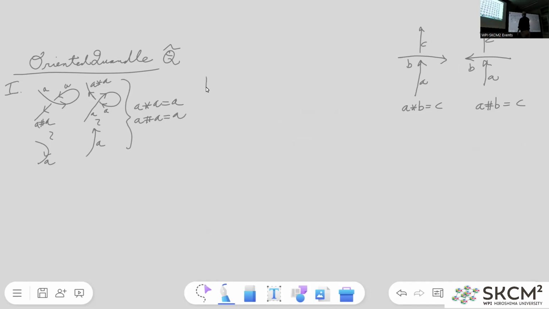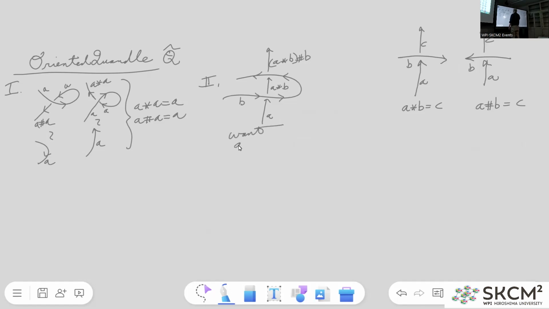What about move number 2? Well, in move number 2, it's more serious. I walk along and I see a B and it's going to the right, but then when I meet it again, it's going to the left, right? So I have A, then I have A star B, then I come out here and I have A star B sharp. And I want A star B sharp.